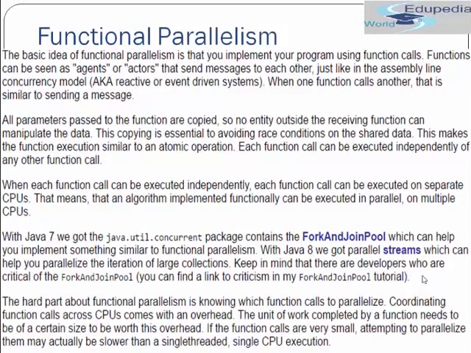So what it's trying to say is to execute things in a parallel way. Each and every function over here is seen as an agent or an actor, just as we saw previously, and messages are sent to each other. Calling a function means sending a message to each other, so functions interact with each other by calling each other. Again, all parameters of a function are copied, so no entity outside the receiving function can manipulate the data. This actually avoids your race condition. And each function call can also be executed separately, and can be executed on a different CPU.